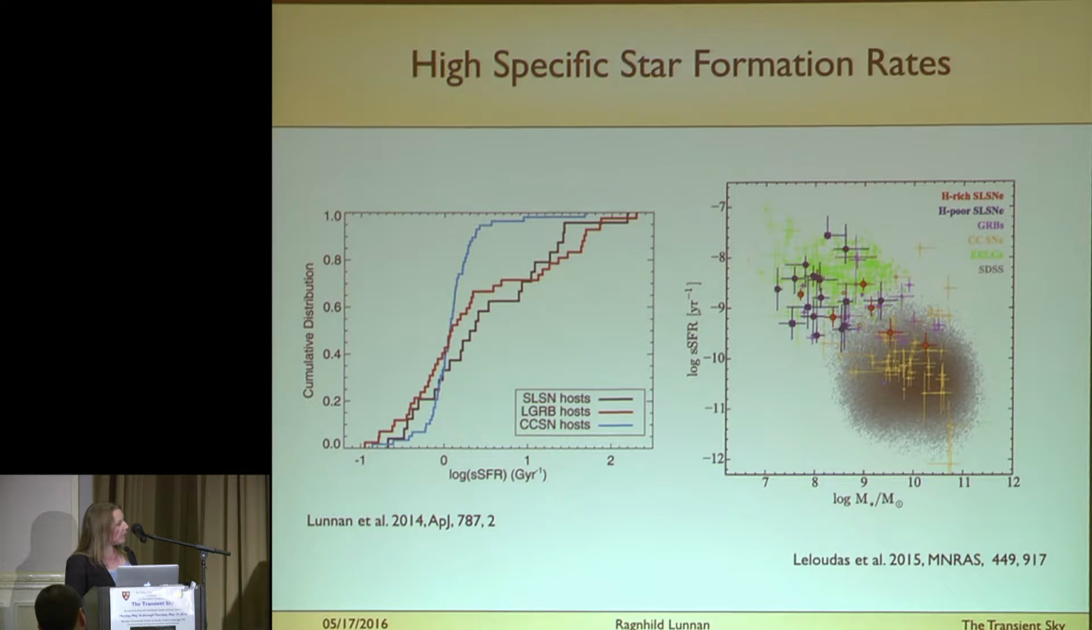That's also shown in this plot just on the right, showing stellar mass versus specific star formation rate. There's a lot of them up in this corner, and much more so than, for example, SDSS galaxies.